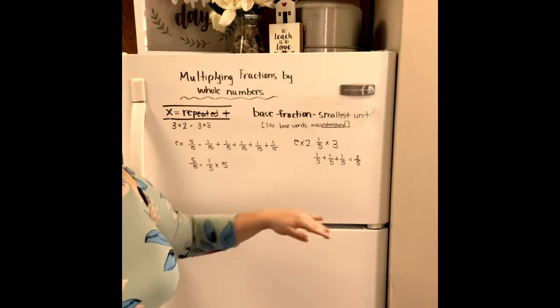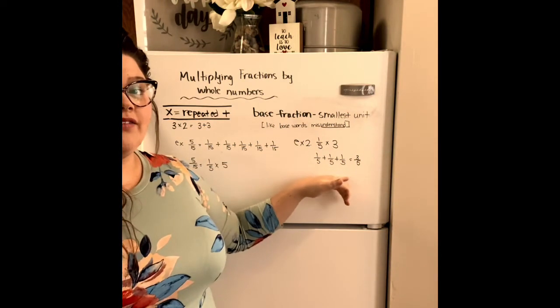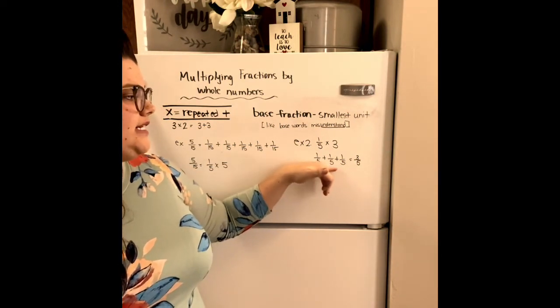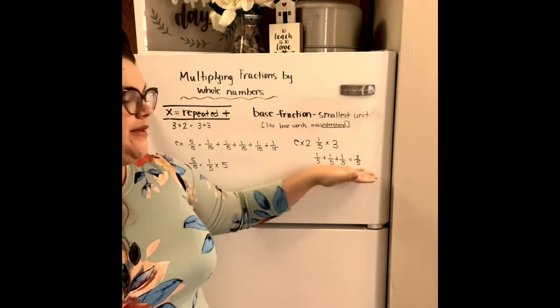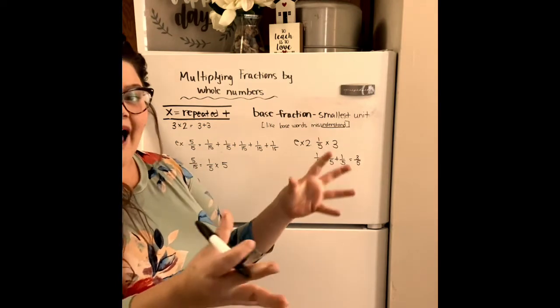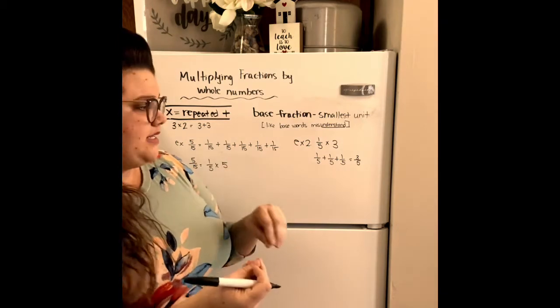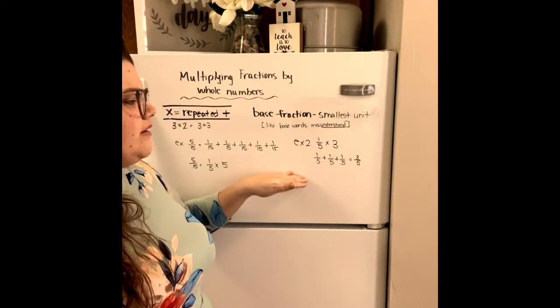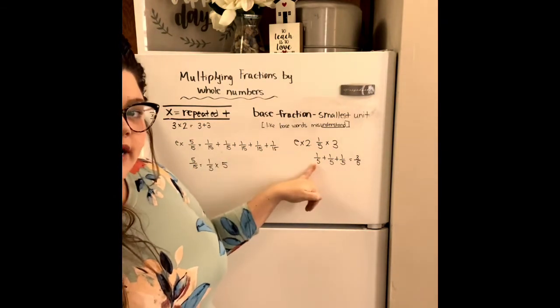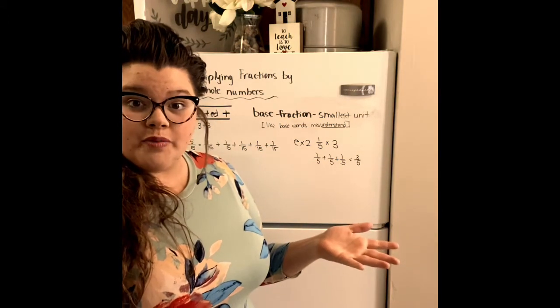Now remember, in addition of fractions, we never touch that denominator. As long as the denominator is the same, we just keep the denominator the same. We're just adding them together. We're not changing the size of the piece, okay? But what if I don't want to do addition? What if I just want to do multiplication?